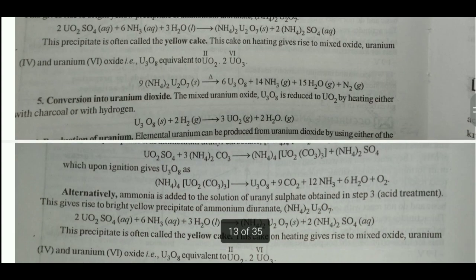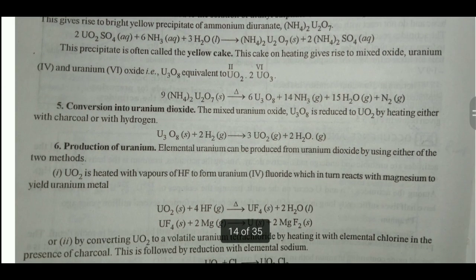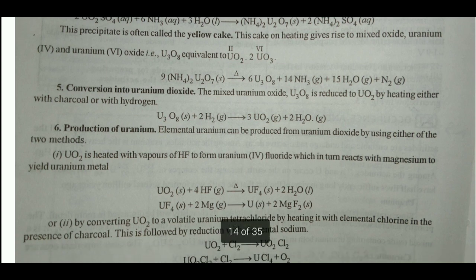Fifth, conversion into uranium dioxide. The mixed uranium oxide U3O8 is reduced to UO2 by heating either with charcoal or with hydrogen.